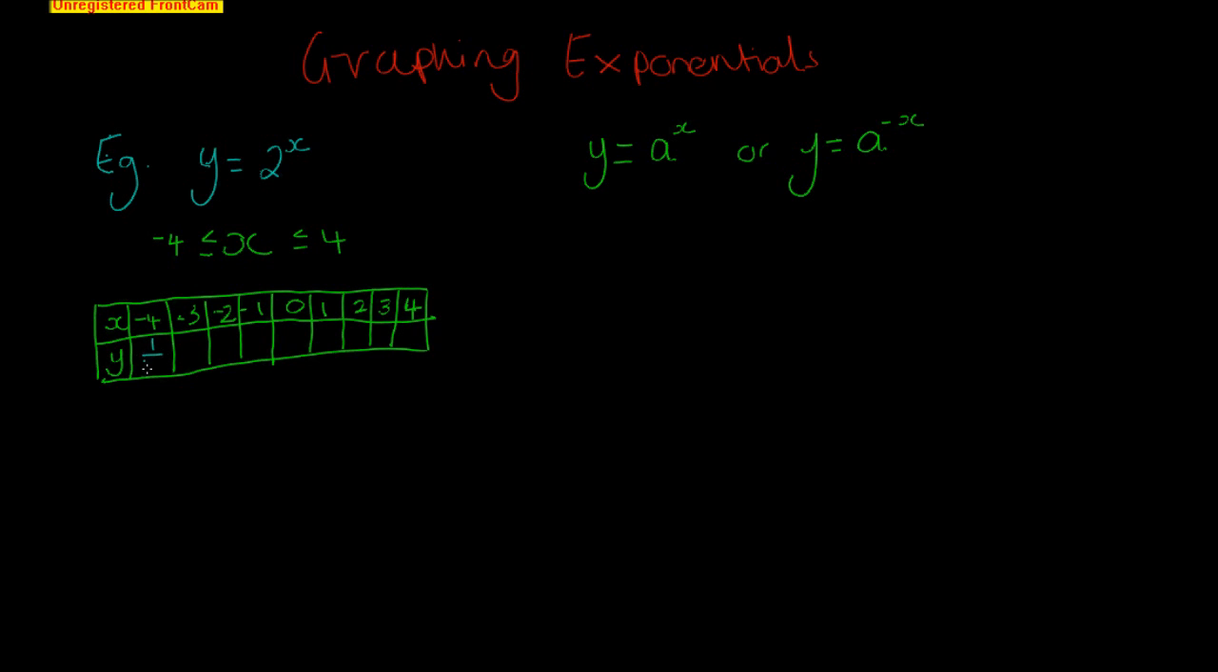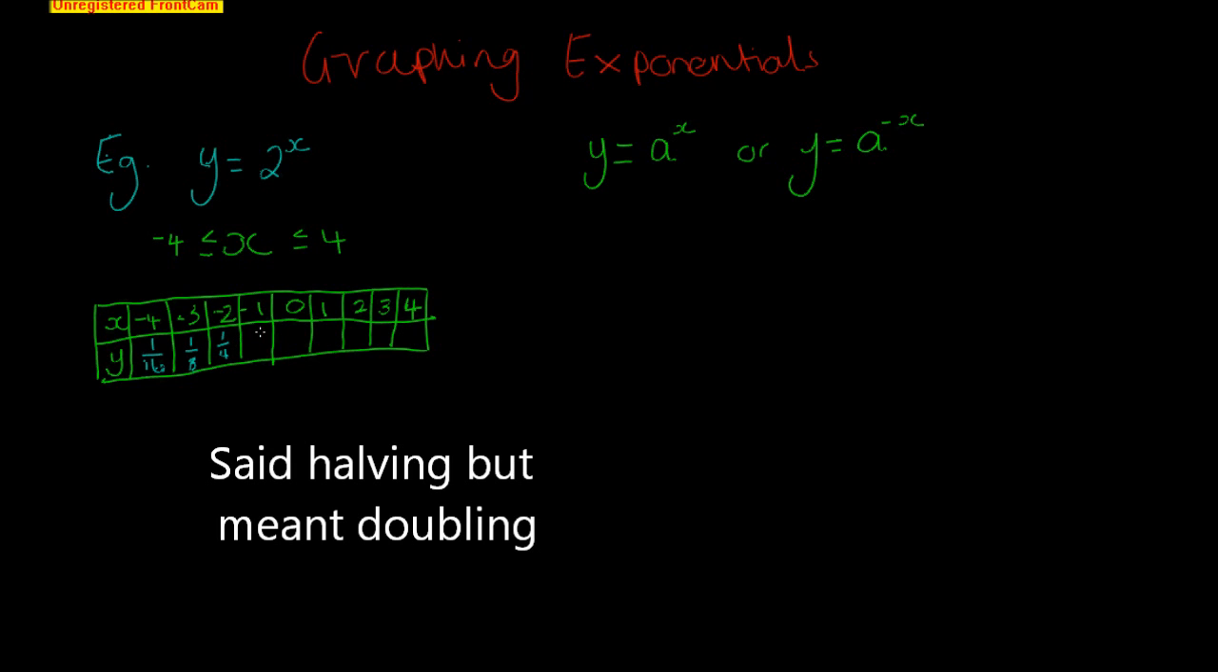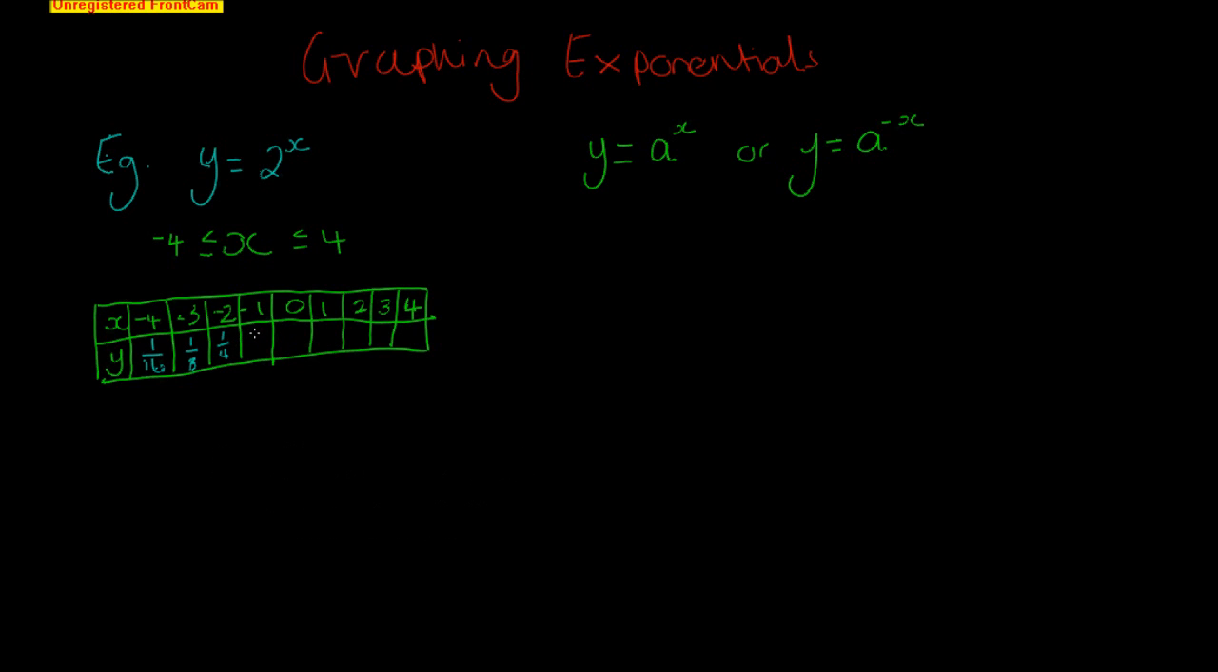1/16. If x is negative 3, y is 1/8. If we plug in negative 2, we get 1/4. So you can see this is just halving each time. If x is negative 1, then y is going to be 1/2. Then if x is 0, anything to the power of 0 equals 1.